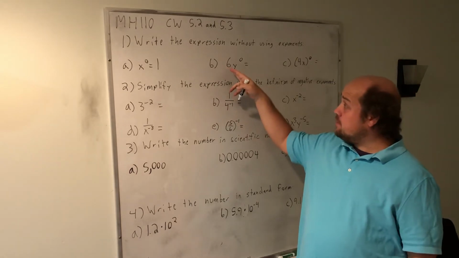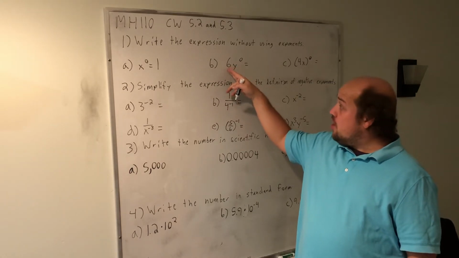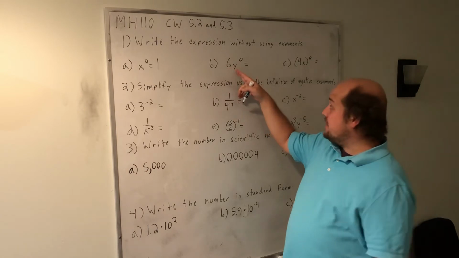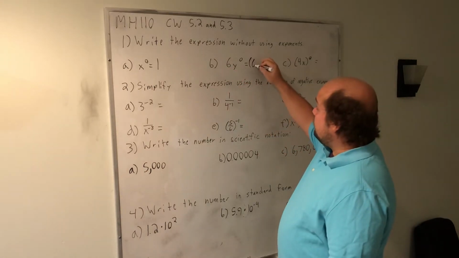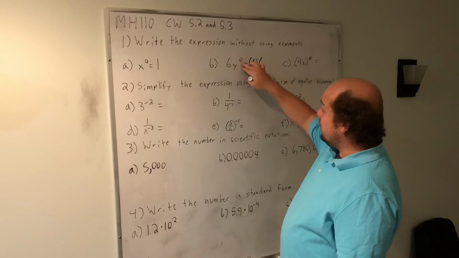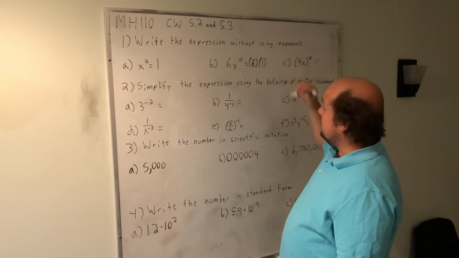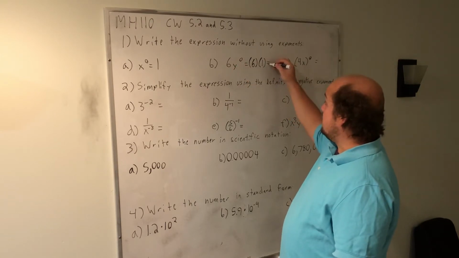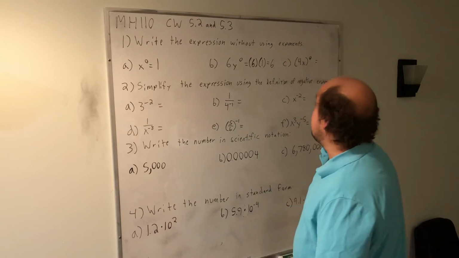So if I look at this as multiplication of 6 times y to the 0, I can see that is really 6 times something I can replace by 1, because anything to the 0th power is 1. That's how I get a final answer of just 6.